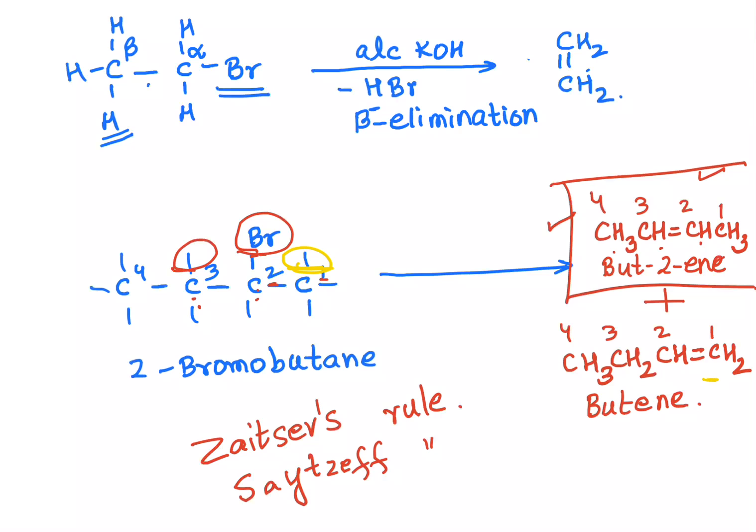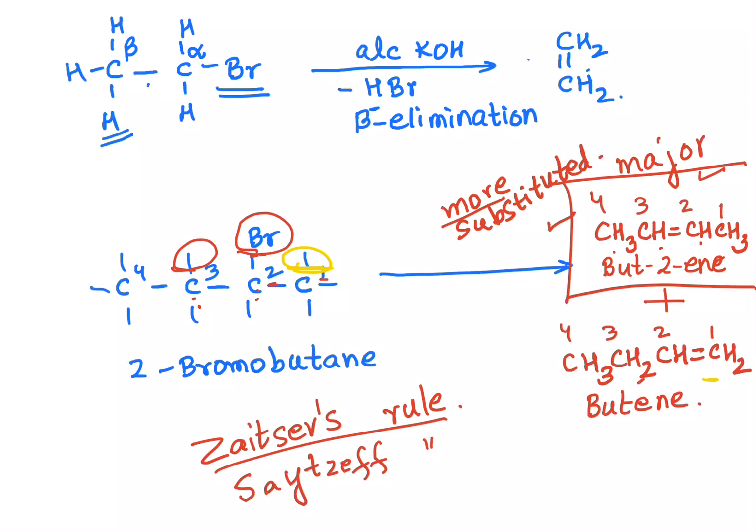So we've got but-2-ene over here as our major product. What does the rule say? That when we have a choice of elimination products, it is the more substituted product which will be formed in greater amount. If you are unclear about this statement, I have made a separate video on the preparation and properties of alkenes. Sincere request, if you can visit this video and clear your concepts, it will make life much easier for you as well.